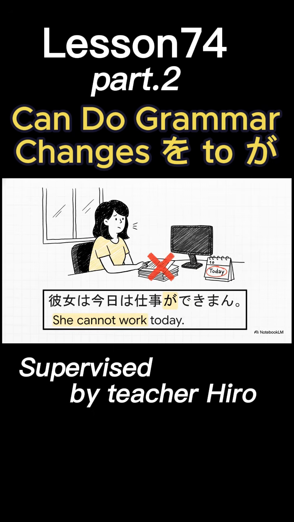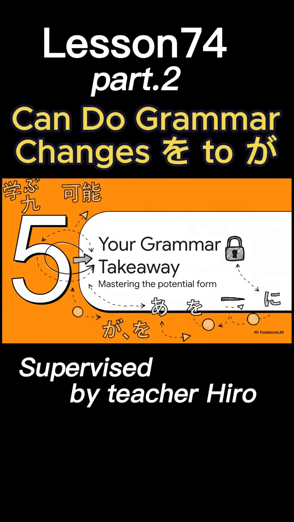Okay, let's circle back to our first special case. The verb here is dekimasen, the potential form of suru. And true to its rule, the thing she can't do, work, or shigoto, is marked with ga. All right, we've gone through the core rule, the two big exceptions, and a bunch of examples. Let's wrap this all up with a clear, final summary to really lock it all in.